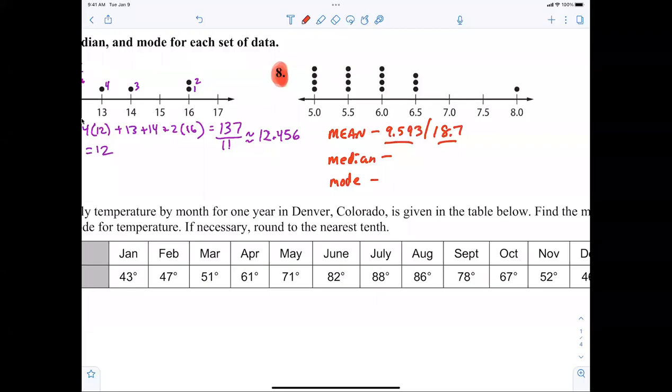So let me say that again. Some of you told me the average was 9.5 and 18.7. I know the answer is somewhere between 5 and 8, a lot closer to 5 than it is to 8. What'd you get?